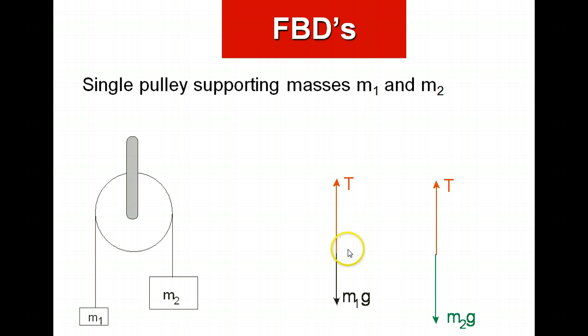Okay, in this case, if M2 is larger in comparison to M1, then M2 will accelerate downward, M1 accelerates upward, which means M2g must be greater than T. In this case, T must be greater than M1g. So we can write the net force on M2 as M2g minus T must be equal to M2a, and for M1, T minus M1g must be equal to M1a. And solve for acceleration, solve for tension.